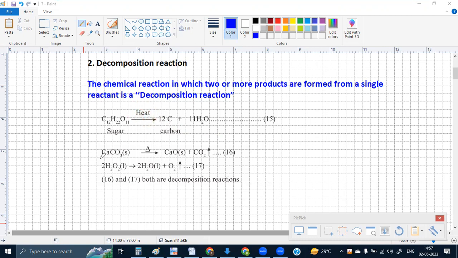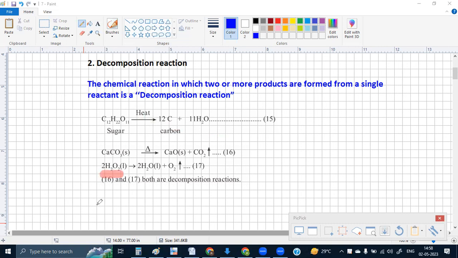The second example is calcium carbonate, CaCO3. When it is heated, you can see there is a triangle over here. It gives you calcium oxide and carbon dioxide. You can see also over here, the physical states are also mentioned. This is solid. Calcium oxide is also solid. And here an arrow is upwards. It means it is a gas.